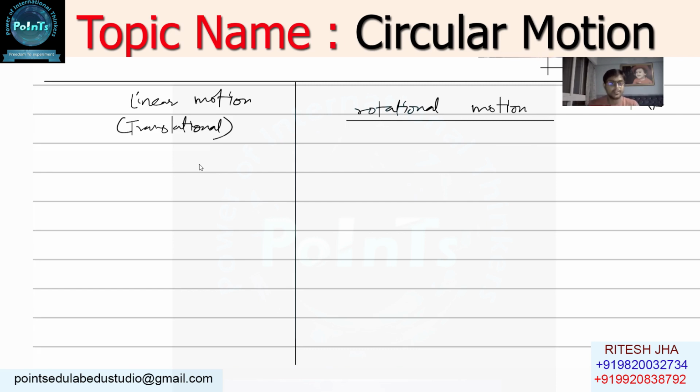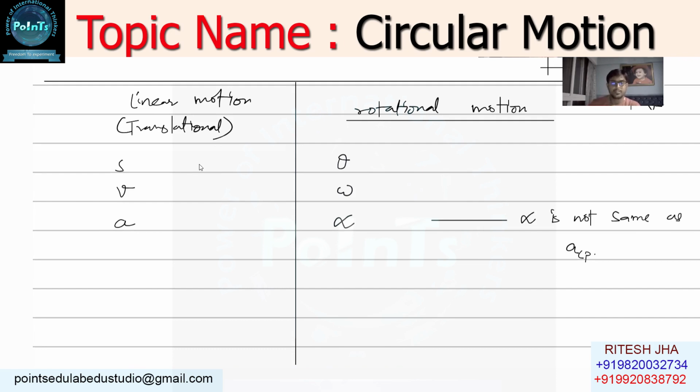Like here we are representing the displacement, similarly here we represent theta. We have v, here we have omega. Here we have a, we have alpha. Let me tell you one thing: this alpha is not the same as a_cp, the centripetal acceleration. It's different.